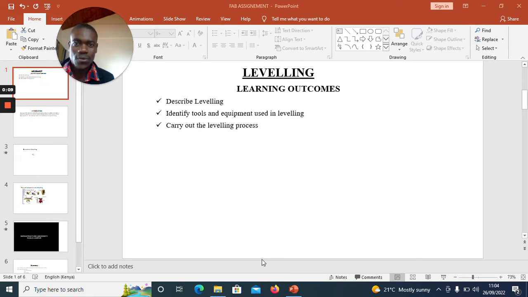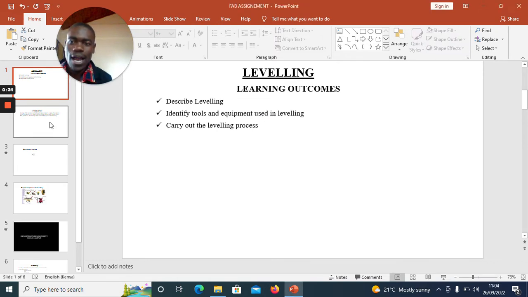Today, we are tackling a topic in surveying called leveling. By the end of this topic, you should be able to understand or describe what leveling is. You should be able to identify the tools and the equipment used in leveling. And finally, you should be able to describe or carry out the leveling process.